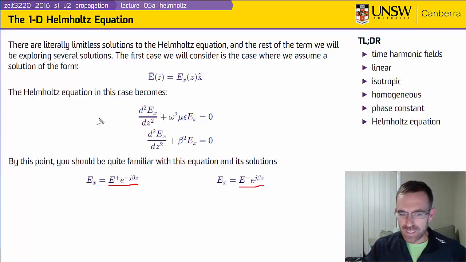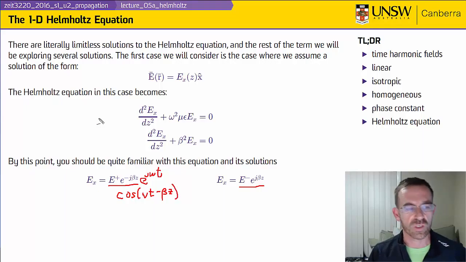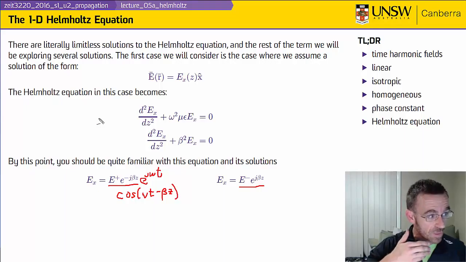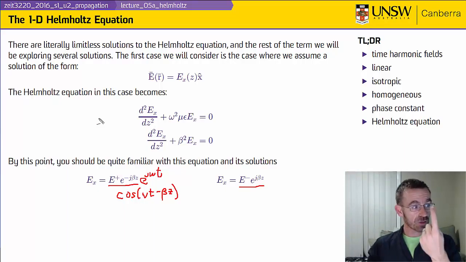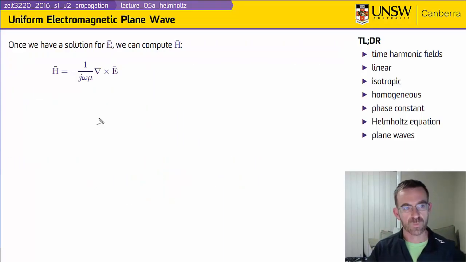Just remember we have e to the minus j beta z, and you can demonstrate to yourself why this is the forward propagating solution, because when I multiply by e to the j omega t and take the real part, I end up with cosine of omega t minus beta z. And we know, we've seen it already in the transmission line section, that that is a wave which is propagating in the plus z direction. As t increases, z has to increase in order for a particular point on the wave to stay the same.